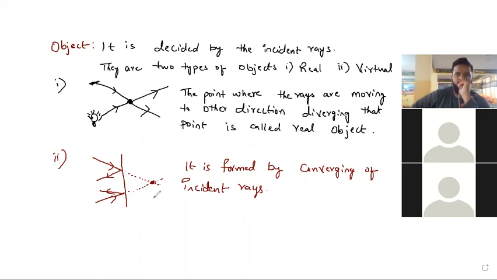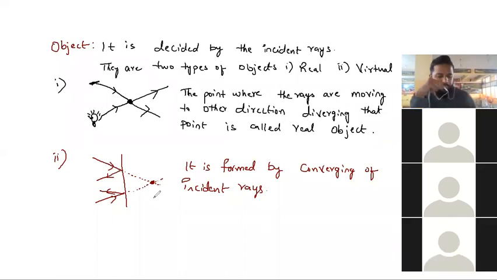Yes. No, sir. Can you explain one more time? Okay. Example, I have a bulb here. There is one apple. The ray is coming here, the incident ray is coming here, and they will reflect. Suppose you are watching.